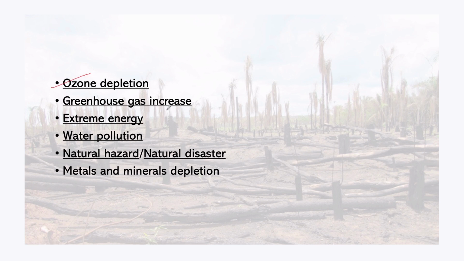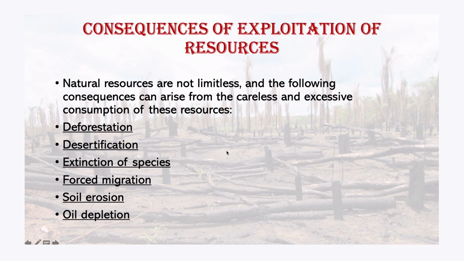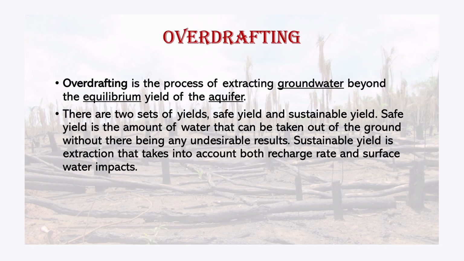It consists of two related events. We have observed, since the late 1970s, a steady lowering of about 4% in the total amount of ozone in Earth's atmosphere. Greenhouse gas increase: a greenhouse gas absorbs and emits radiant energy within the thermal infrared range. Then extreme energy, water pollution, natural hazards and disasters, we have separately talked about them. Metals and minerals depletion also. So we have talked about these consequences in our various lectures also.